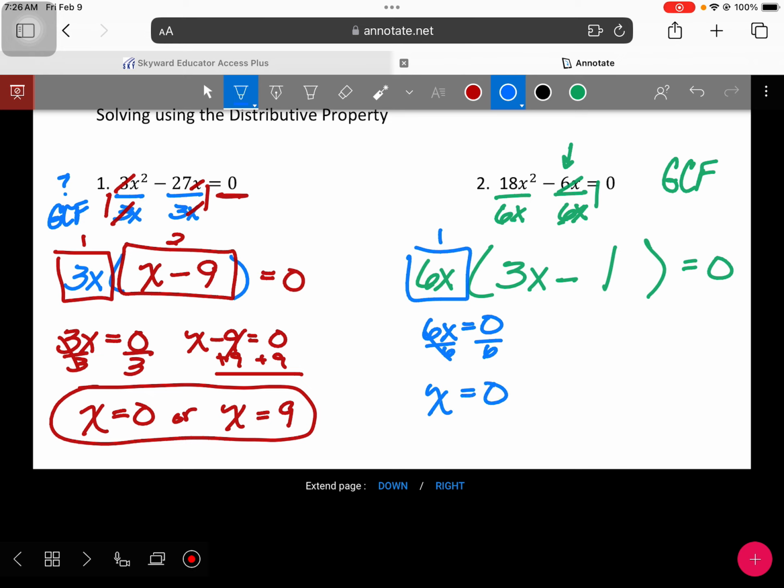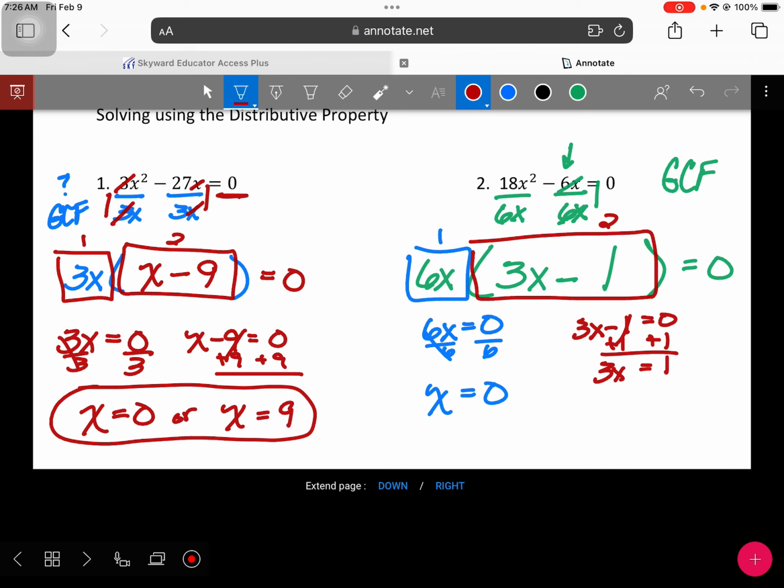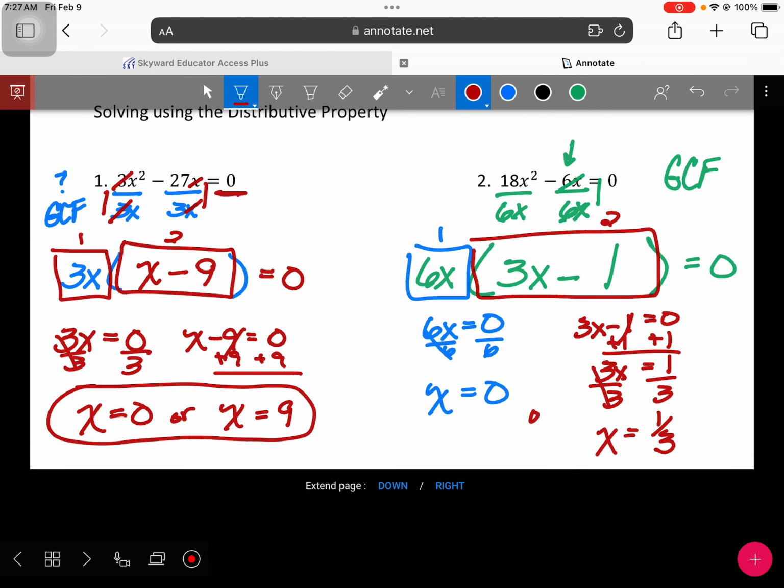And here we have a slightly more difficult one than we've had in the past. 3x minus 1 equals 0. Add 1, add 1. 3x equals 1. Trust the process, though. You know the process. So x is equal to 1/3. Did anybody happen to get that x equals 1/3?